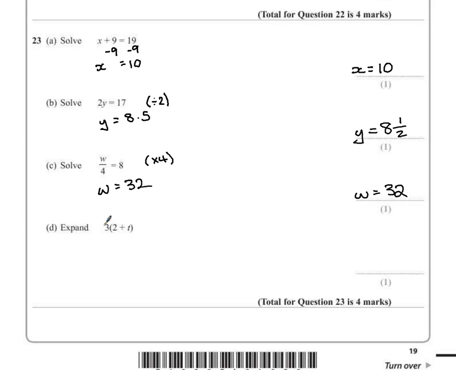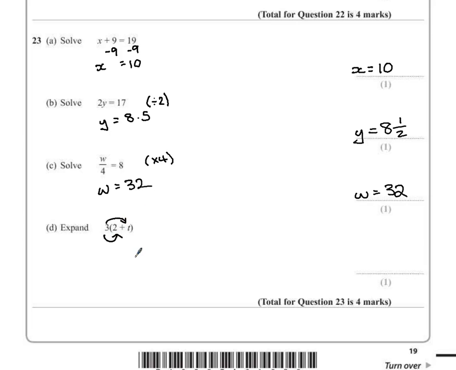Part D, 3 bracket 2 plus t close bracket. The question is showing us the keyword expand. We're not trying to solve anything here, we're just trying to remove the brackets. You need to remember that everything inside brackets is multiplied by whatever's outside the bracket. There are multiple methods for this. Perhaps you prefer to use little arrows to remind yourself to do 3 times 2 and then 3 times t.